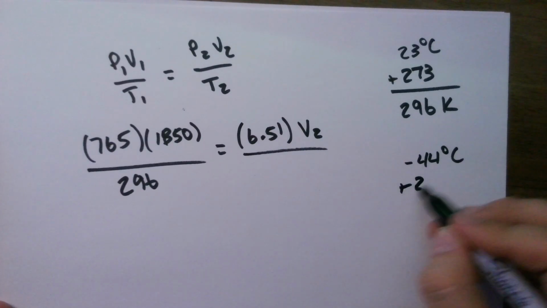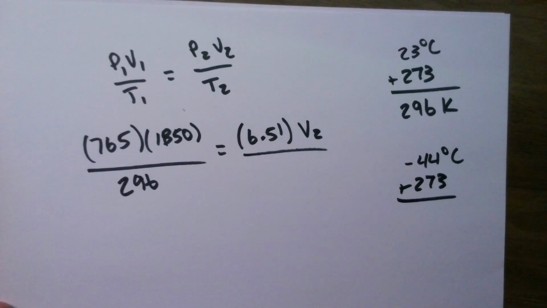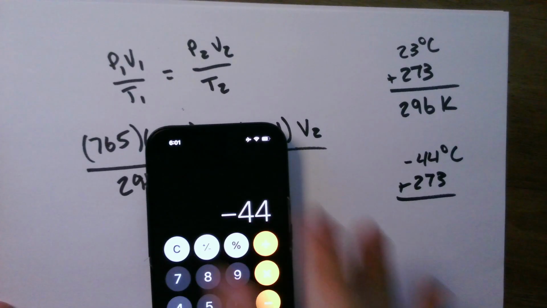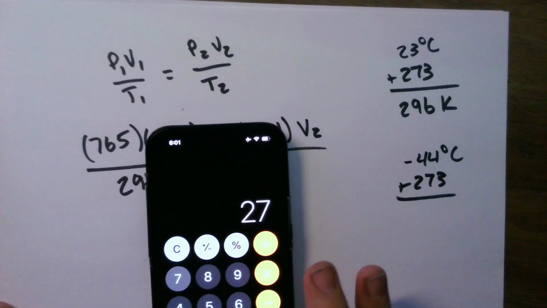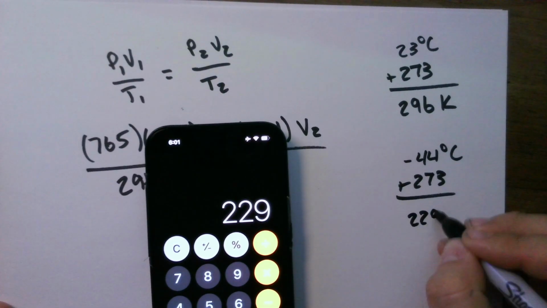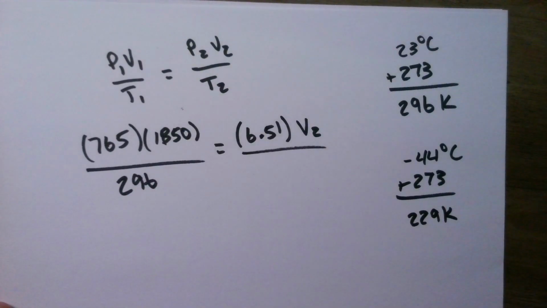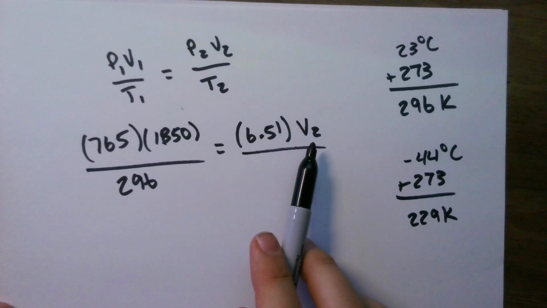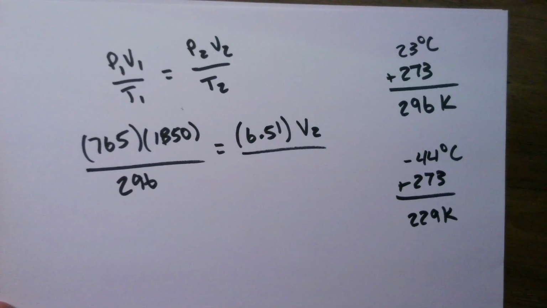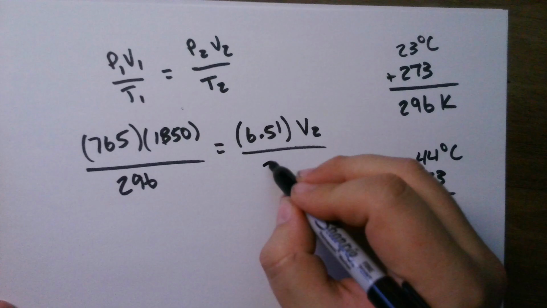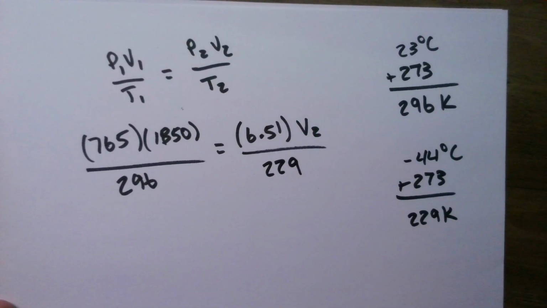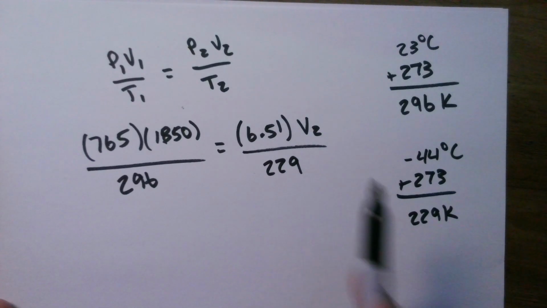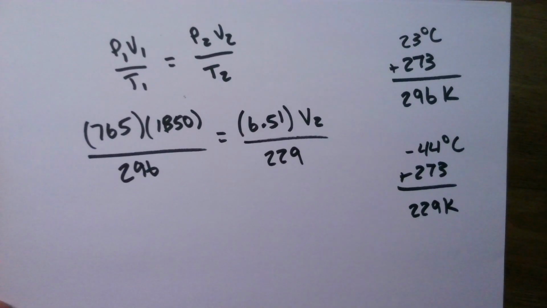Okay, so we have to add 273 to that. So negative 44 plus 273 equals 229 Kelvin. If we put in the Celsius and had a negative number here, our final answer for volume would have been negative, and nothing can have a negative volume. So that's why it's important to switch to Kelvin. All right, so we have just one variable to solve for, get it by itself, and that is our problem.